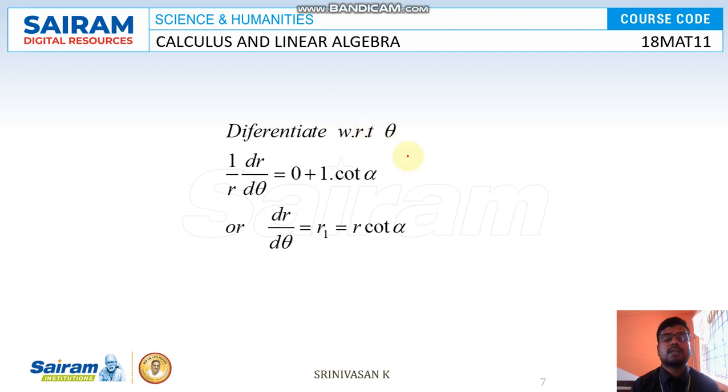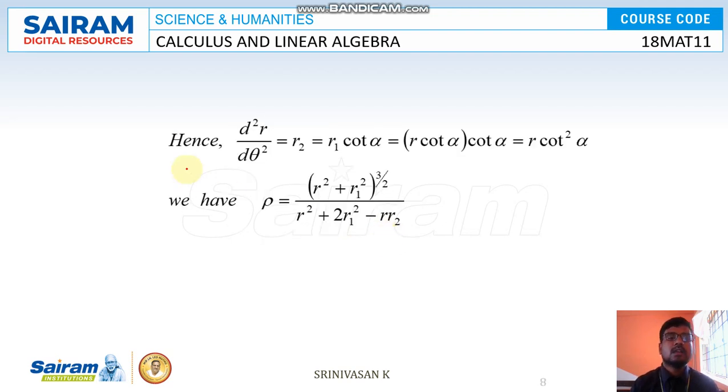So differentiate with respect to θ, we get (1/r)(dr/dθ) = 0 + 1 times cot α. So dr/dθ = r1 = r cot α. Hence d²r/dθ² = r2 = r1 cot α, that is r cot α times cot α. So we get r cot² α.